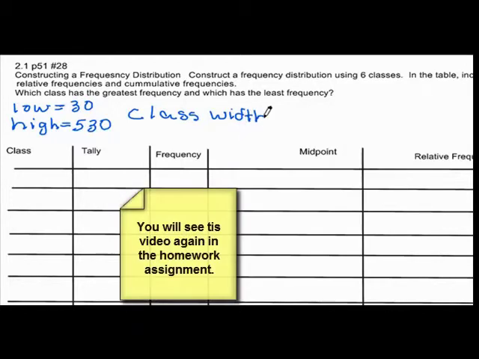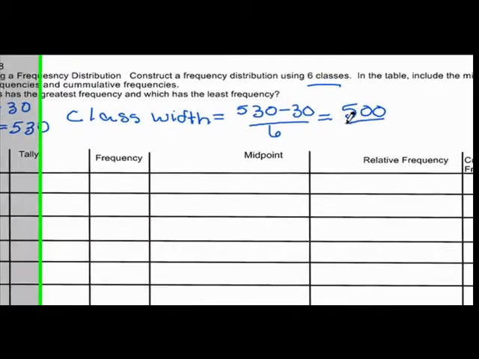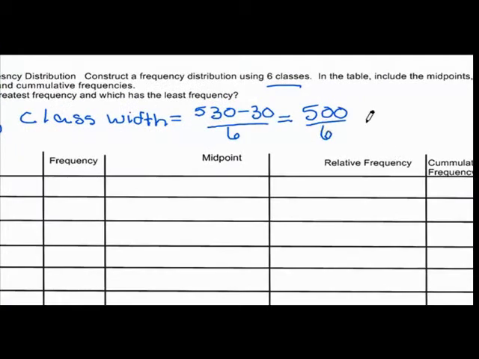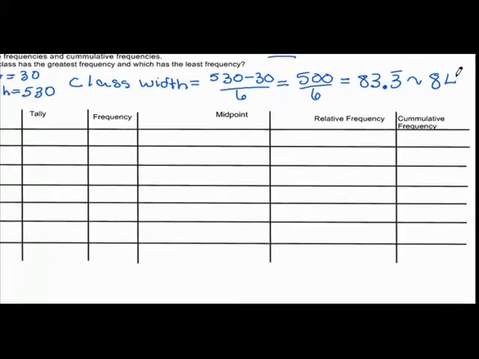In this case, our class width is 530, which is the highest value of all the data they give you, take away 30, over 6, because they give us 6 classes. That leaves us with 500 divided by 6, which gives you 83.3 repeating. You will always round up. There's one homework problem where it ends up being a nice round number like 82 or 105 for the class width. You still have to add 1. So we're going to need to go up to 84. The class width here is 84.